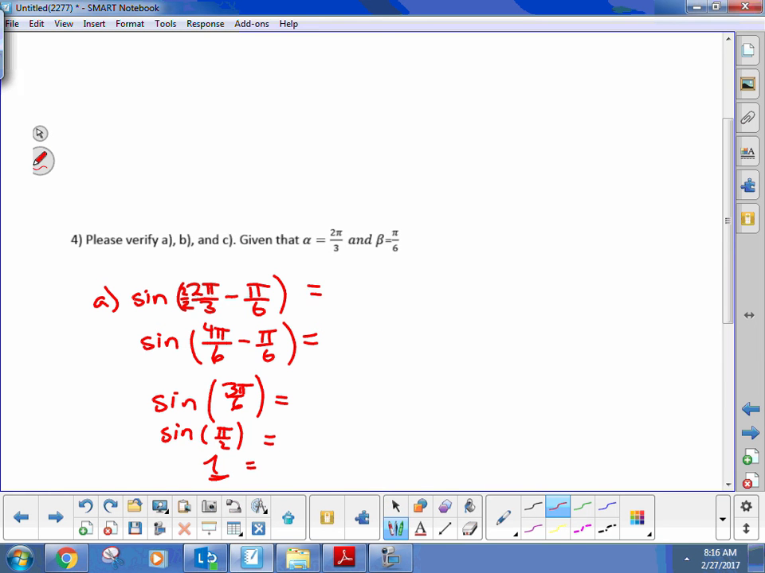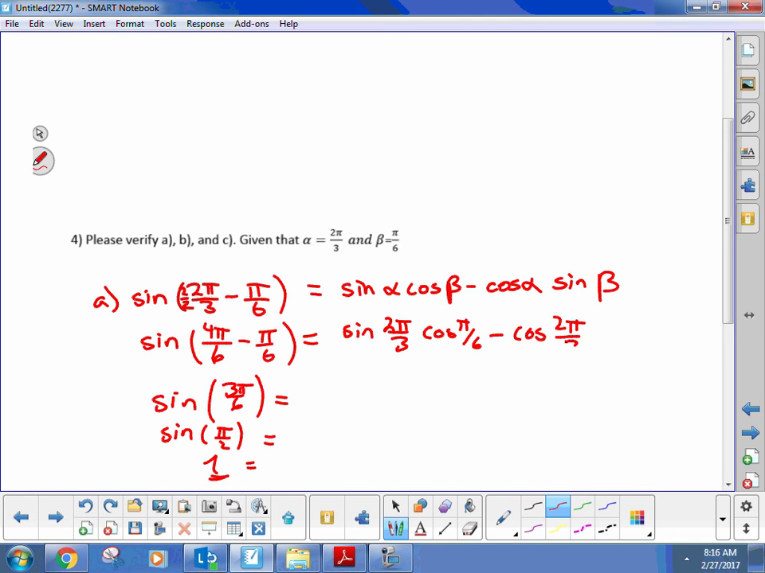So we're going to start with the equation again. Sine alpha cosine beta minus cosine alpha sine beta. Now this time we're going to have different values, so it's going to be important for us to put 2 pi over 3 and cosine of pi over 6. The next result is going to be the cosine of 2 pi over 3. And then we're going to also look for the solution of sine of pi over 6. All right, so let's discover these values.